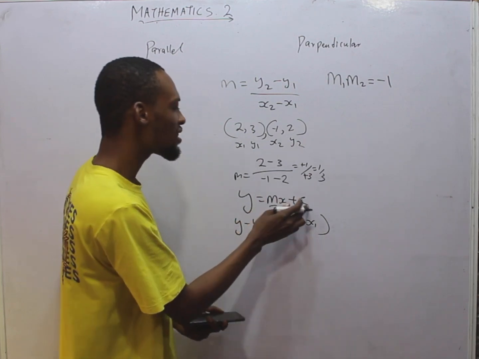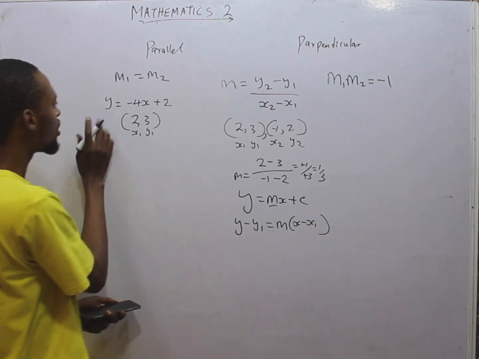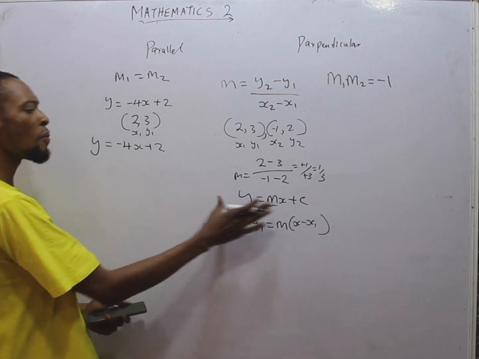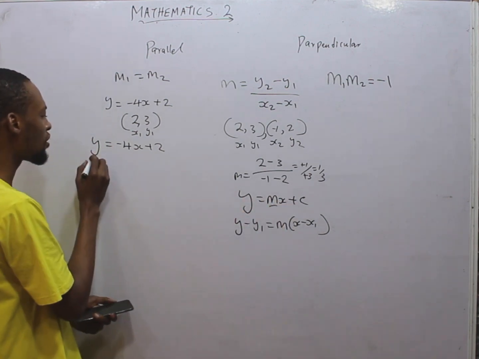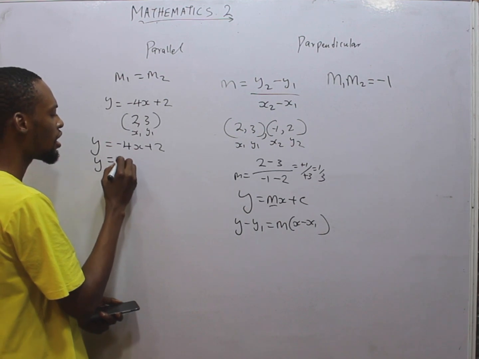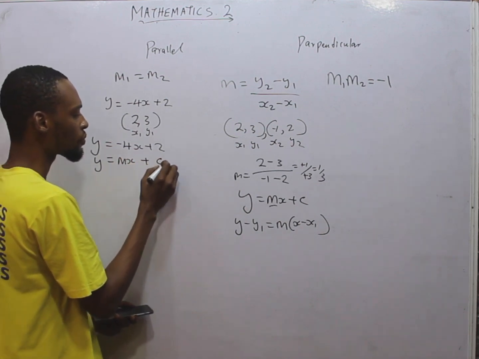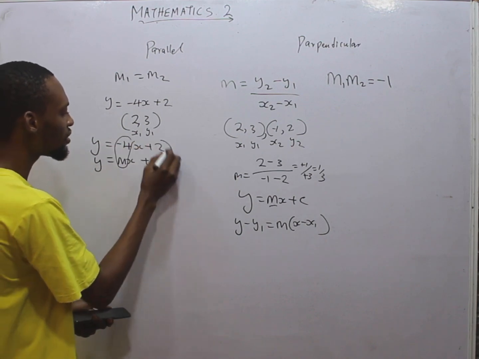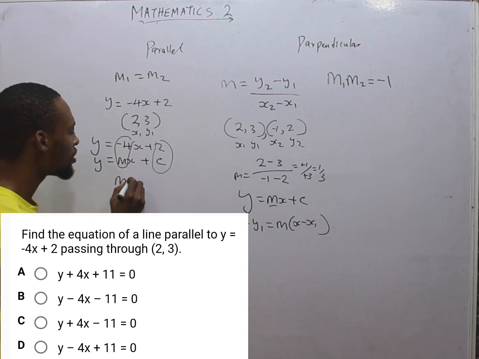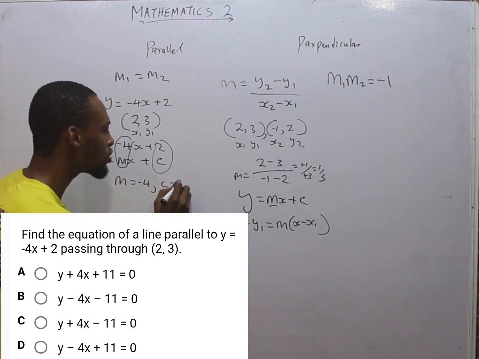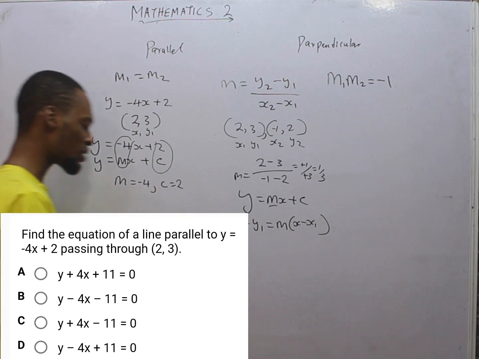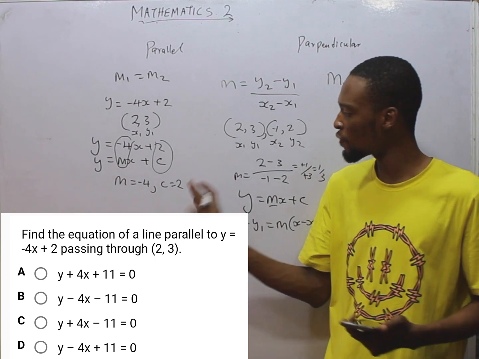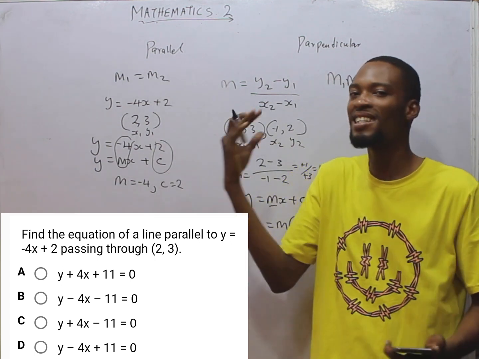M is the gradient, c is the intercept. So from here, look at it. y is equal to minus 4x plus 2, right? Comparing it to this equation of line, y equals mx plus c, this is simply this, and this is simply this. Therefore, m is equal to minus 4 and c is equal to 2. So the gradient of this line is minus 4. This implies that the gradient of the second line would also be minus 4, since in parallel lines, their gradients are the same.